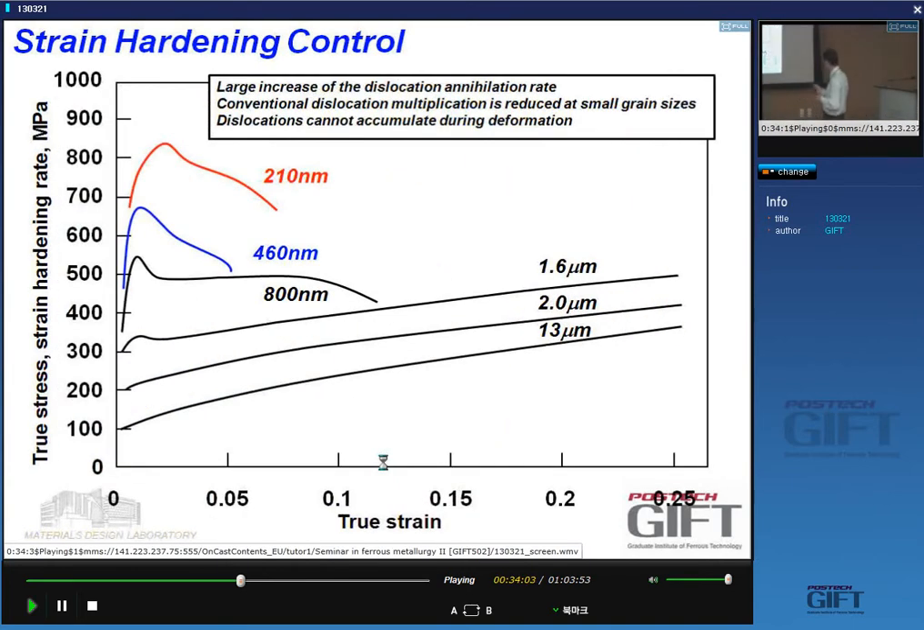Okay. So I want to show you what doesn't work. Have a single phase ferritic material. This is an IF steel. You can see that as long as you decrease the grain size, and you don't pass the critical 1 micron level, the material improves in strength and the ductility is pretty much kept. But as soon as you're below the micron, all the deformation you get is post-uniform elongation, and the material basically has no strain hardening. And so in single-phase ultra-fine-grained material, we have a large increase in the dislocation annihilation rate, and the conventional dislocation multiplication mechanisms are very much reduced in small grains. So dislocation accumulation in the normal way cannot be controlled.